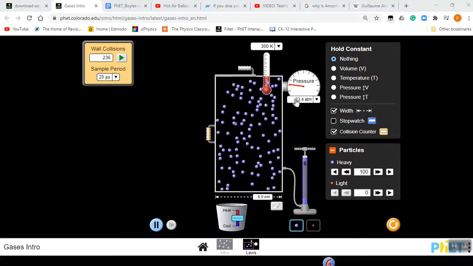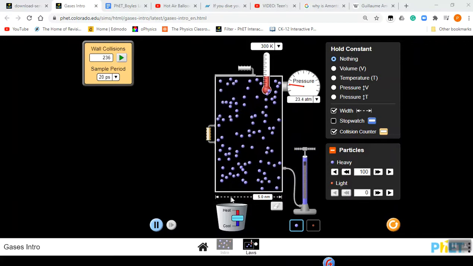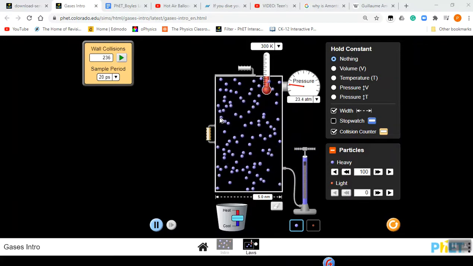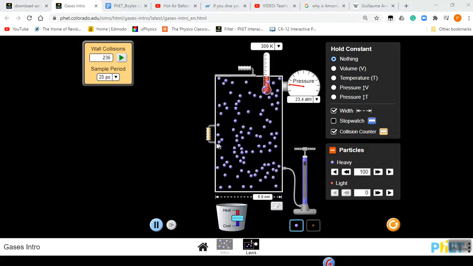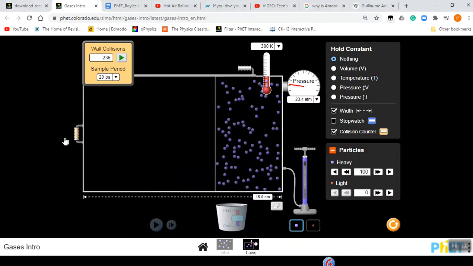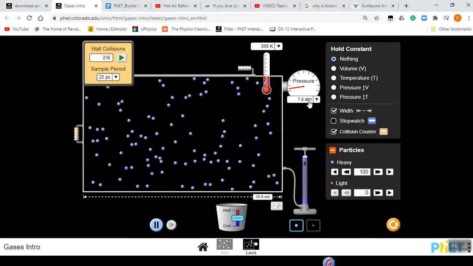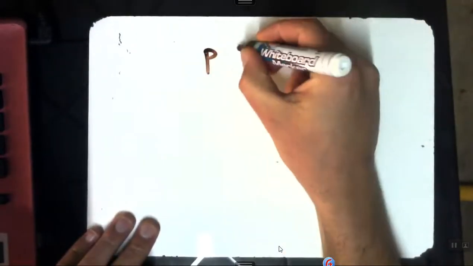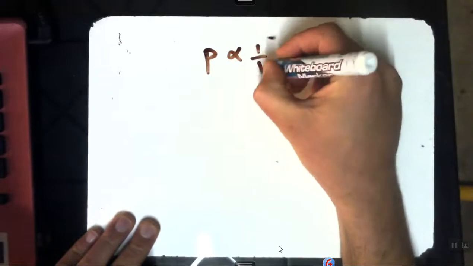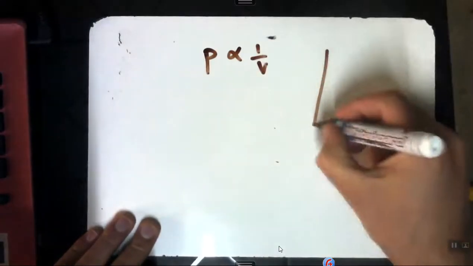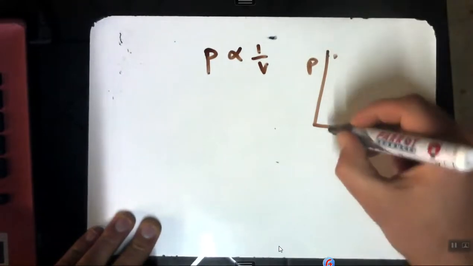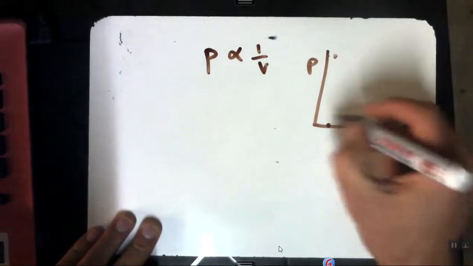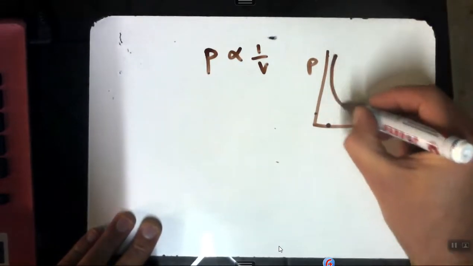So what we can see over here is a pressure gauge, and here at the bottom is the size of our container. If the volume is small, the pressure is 23.4. As I increase the volume, the pressure decreases. So that tells me that the pressure is inversely proportional to the volume. Now what does that mean? In physics we use proportionalities, and basically when we've got a high pressure we've got a low volume, and if we've got a big volume we've got a low pressure, and the graph looks like this.